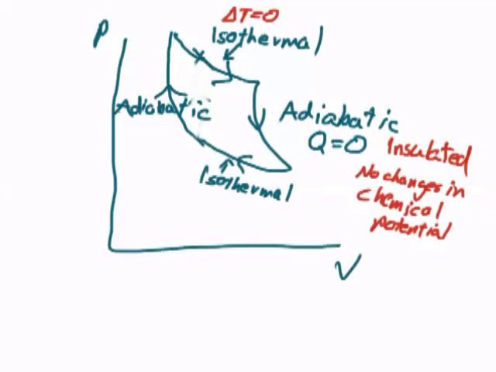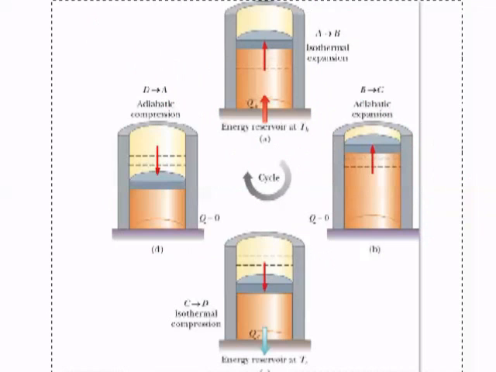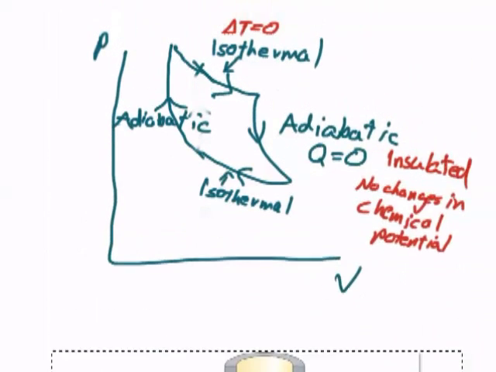Well, let me see if I can find the one from the book first. Here's what they have in the book. They have an isothermal expansion, followed by an adiabatic expansion, followed by an isothermal compression, followed by an adiabatic compression. That goes along with this diagram up here.